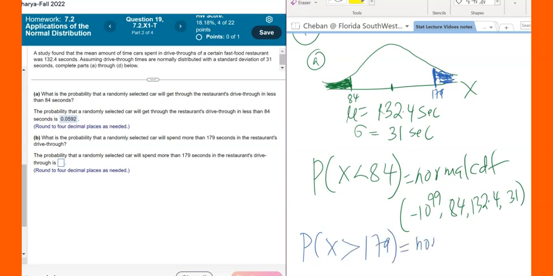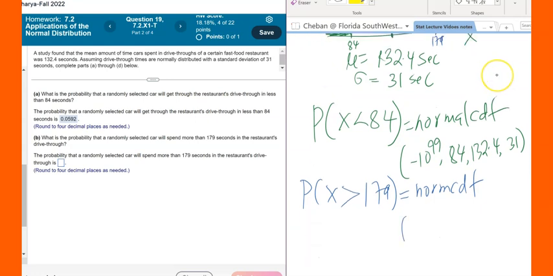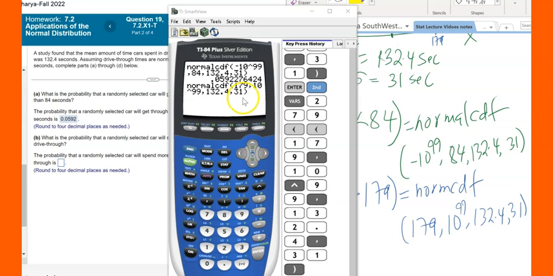You just do normal CDF again. But here 179 is the lower bound because you're looking for the area on the right. On the right, we don't know how far it is, therefore the upper bound is not known. Therefore we use 179, comma, upper bound 10^99, comma, 132.4, comma, 31. Put that in the calculator and I'll come back. Okay, that's the information I put in the calculator.